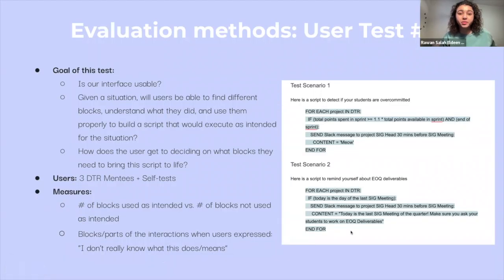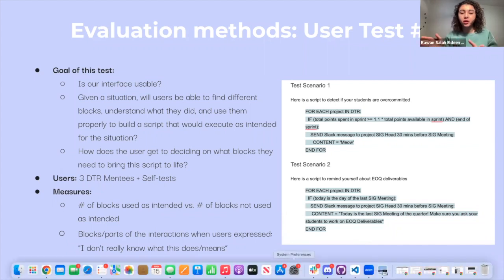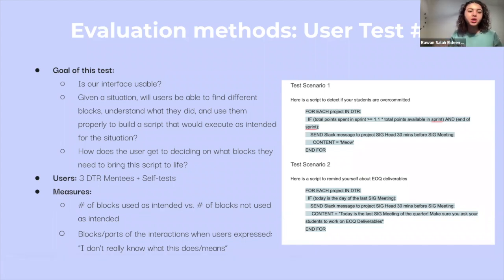In terms of our evaluation methods, we have conducted 3 major rounds of user testing alongside smaller formative user tests. The first user test that we conducted, the goal of it was really to look at the usability of our interface. Is our interface usable? And given a situation, will users be able to find different blocks, understand what they did, and use them properly to help us build a script that would execute as intended for the situation?